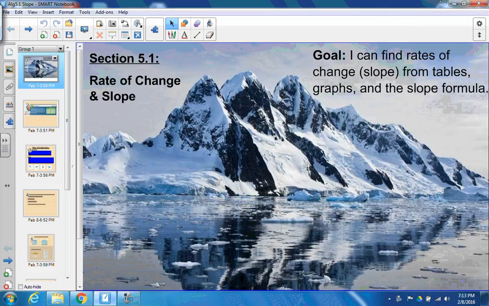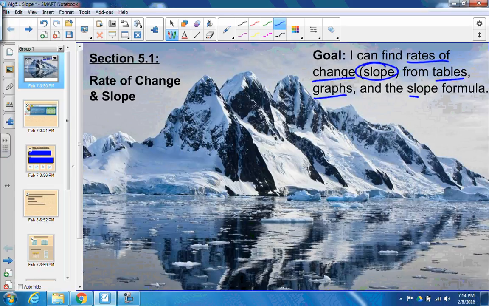It's Mr. Pouts, and we're going to do section 5.1, starting off chapter 5, all about linear equations. And we're going to focus today on slope, because slope is a big part of linear equations, since all lines have some sort of a slope. So our goal is to find rates of change, which in other words is slope, from tables, graphs, and the slope formula. So we're going to talk about 3 different ways.